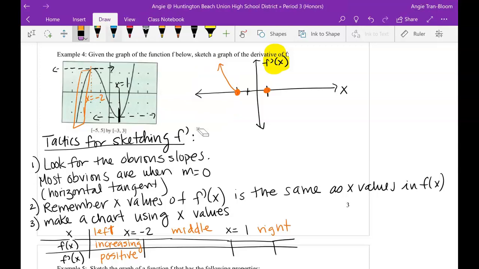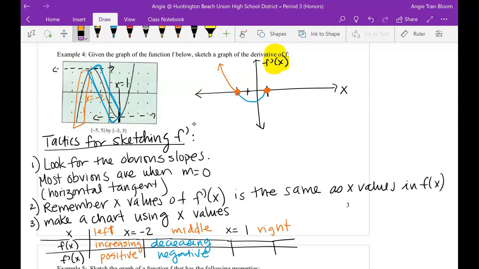Now, in the middle, is your regular f of x function decreasing or increasing? It is decreasing. What does decreasing mean? Decreasing is when the derivative is going to be negative. That's how they are related. So in between -2 and 1, negative means I'm below the x-axis, like a smiley face. Right now I'm not very picky on the steepness of it. I'm just looking for above and below.